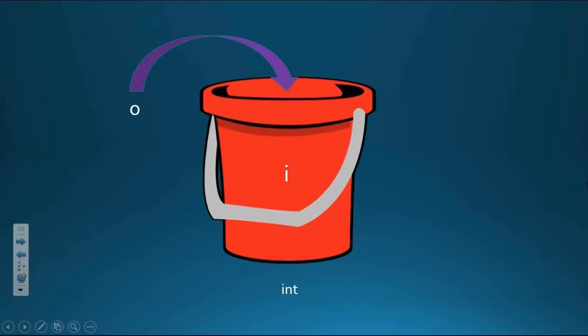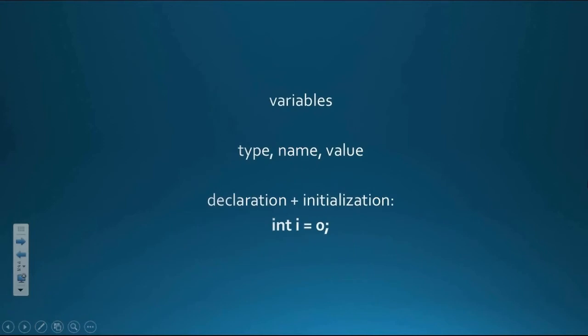And every time I access it by using its name, I get back what's inside the bucket, which in this case is 0. An int can specifically store one type of data, integers. Integers are all positive and negative numbers and 0, but not fractions. We have a different type for storing fractions, which I'll show you in a second.